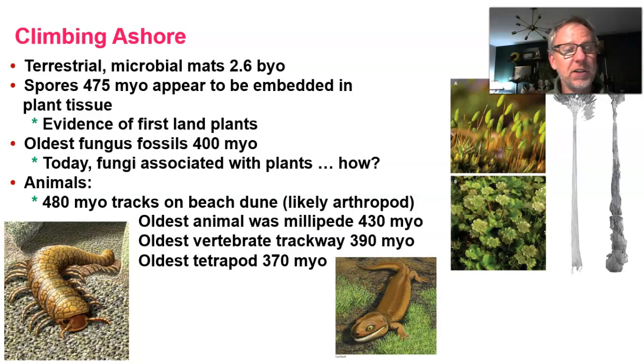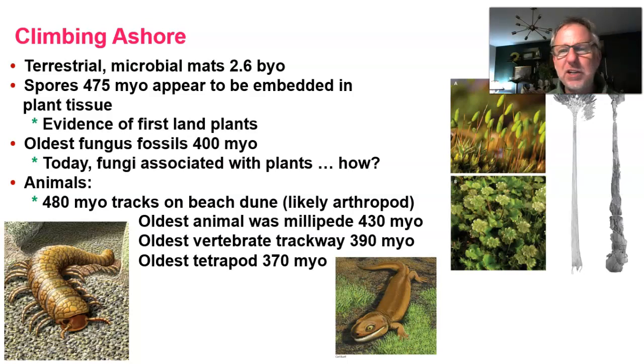The oldest fossils of fungi are 400 million years old. And today, fungi are very closely related with plants, symbiotically, like mycorrhizae, for example, you might remember. And we have evidence that the plant-fungus relationships go all the way back to when plants were invading land 475 million years ago.